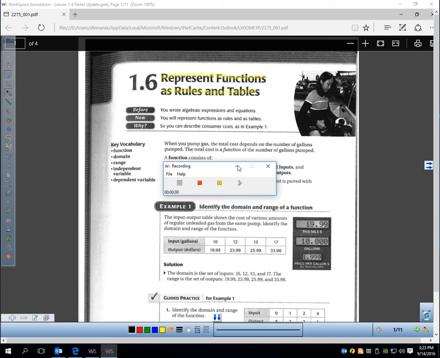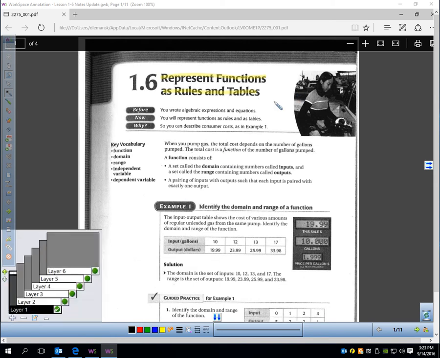This is lesson 1.6, representing functions as rules and tables. You should be on page 35 of your textbook.